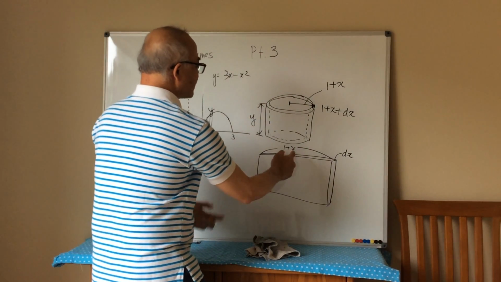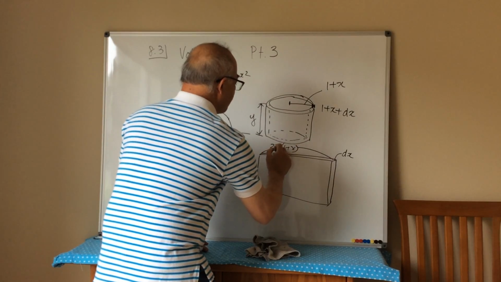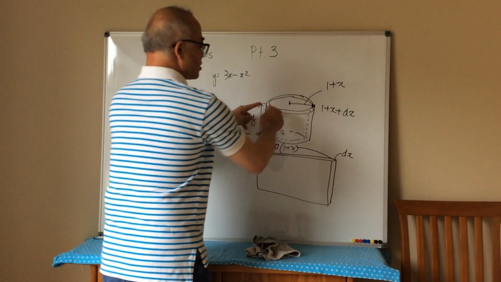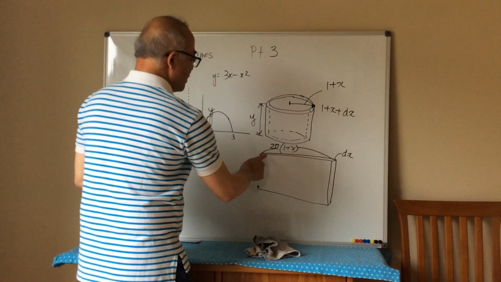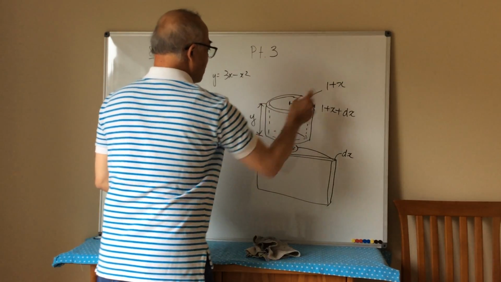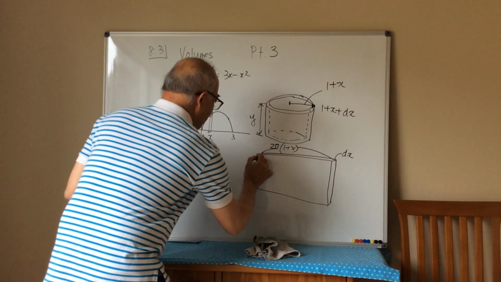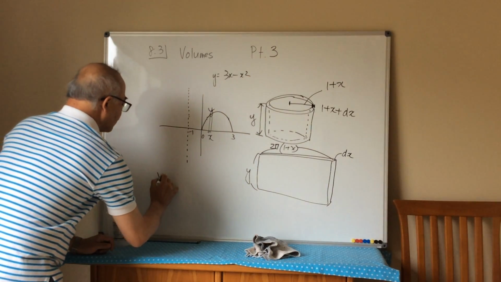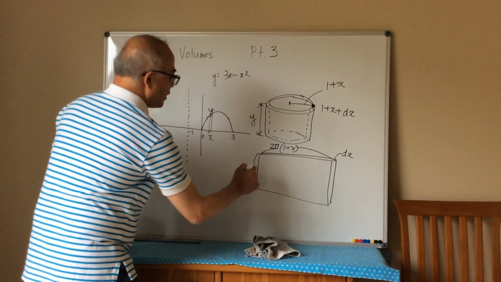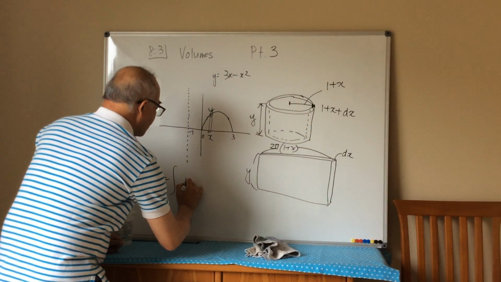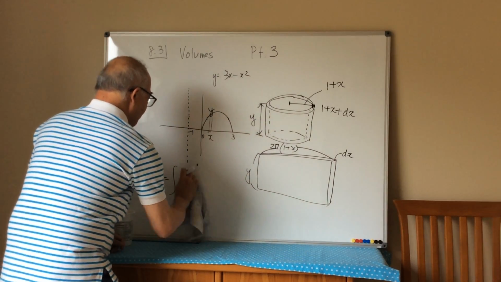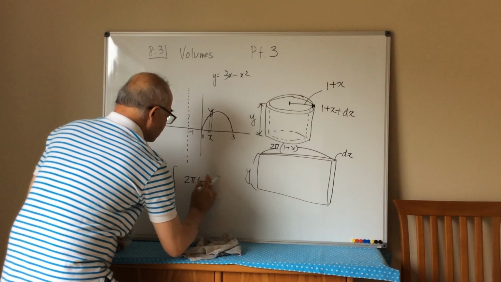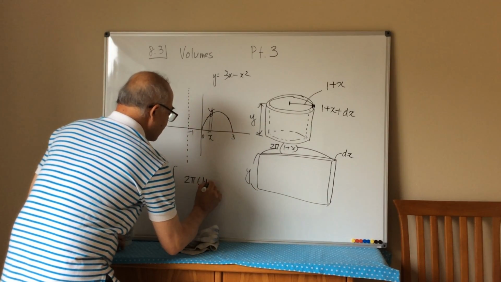Well, actually, the length is 2 pi times (1 plus x), because this is the circumference of this circle, so it's 2 pi r, where r is 1 plus x. And the height is still going to be y. So the volume is going to be 2 pi r, the radius, which was 1 plus x, right there.